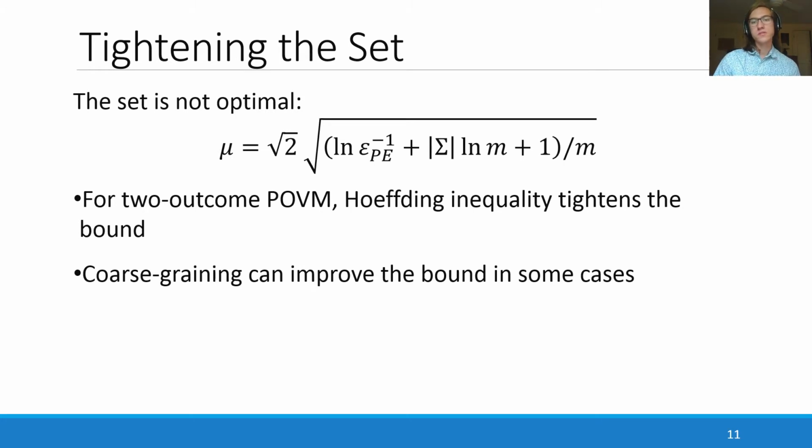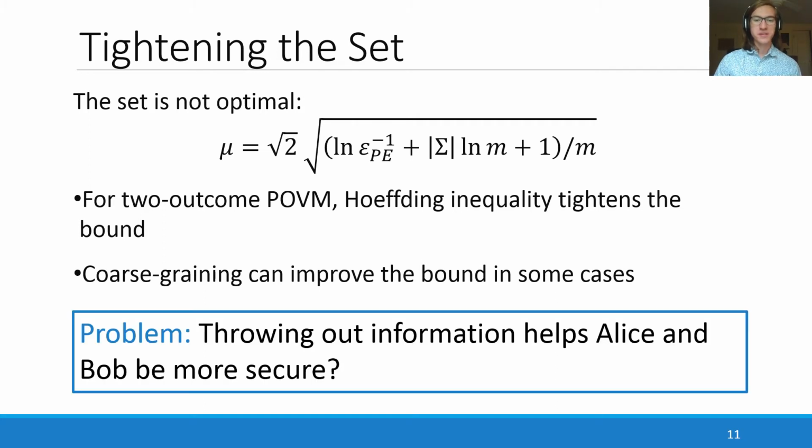The reason for this is because this value mu depends on sigma, which is the number of outcomes of your joint POVM. And so if you coarse grain, for example, in BB84, from 16 outcomes to just phase error, which either there is a phase error or there isn't, then you can significantly tighten the value of mu, therefore improving the key rate. This is a problem because it suggests that coarse graining, which is like throwing out information, helps Alice and Bob be more secure from Eve. So is this true? Of course not, and that's what we show.